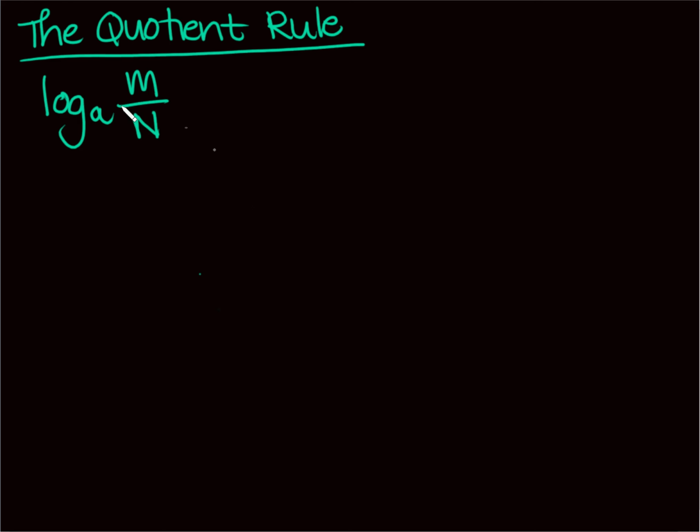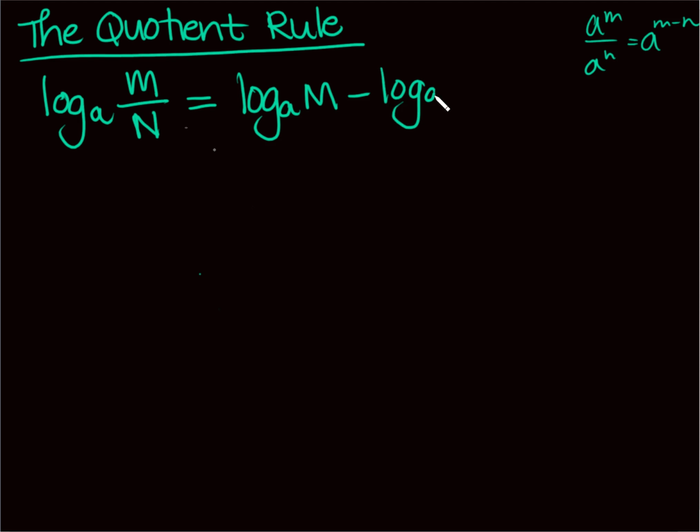All right, so what should we do if we have log base a of m divided by n? Well, remember, what do we do with exponents when we divide them with like bases? We subtract them, right? So what does this become now? It doesn't become log of m minus n. Be careful there. It becomes log base a of m minus log base a of n. So again, it goes from a single logarithm to two logarithms.